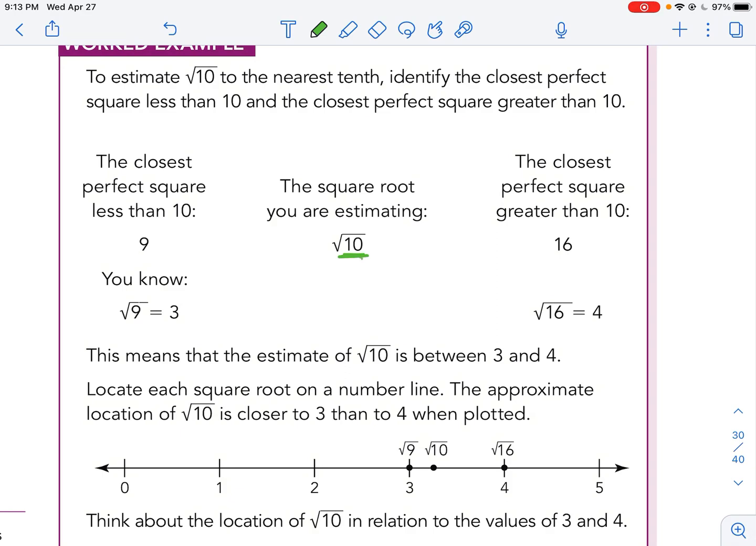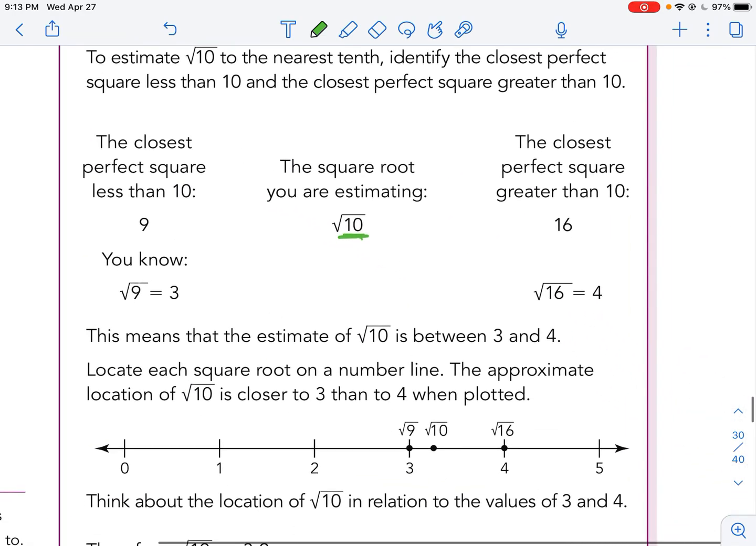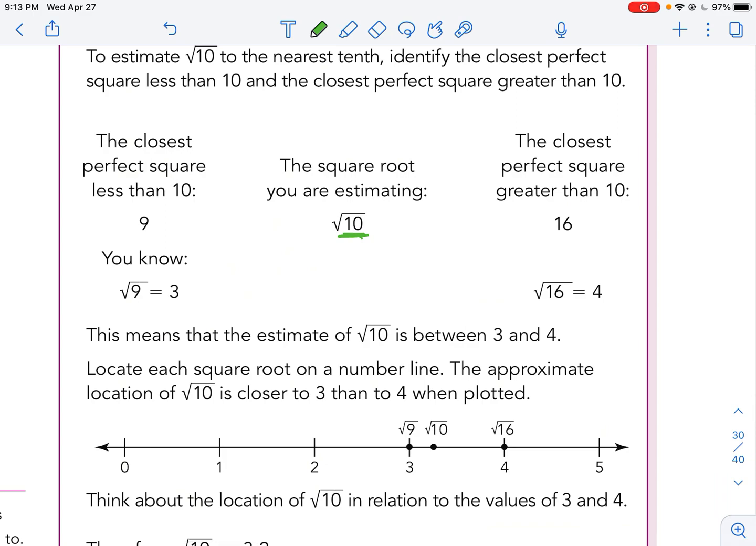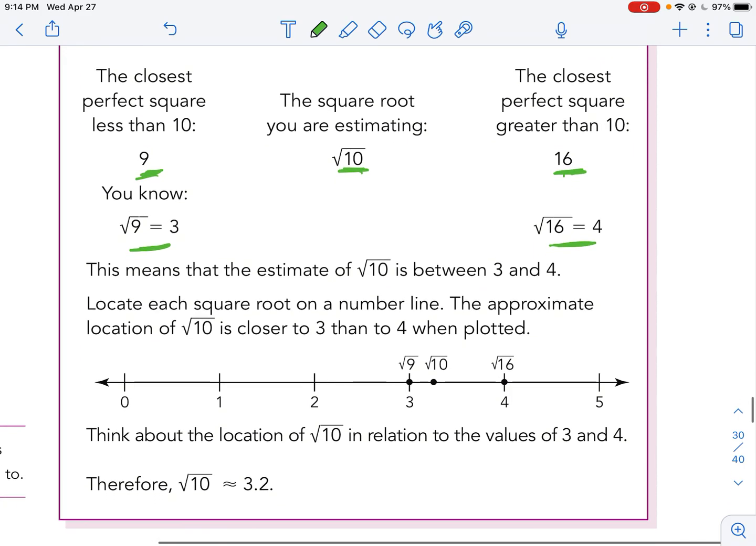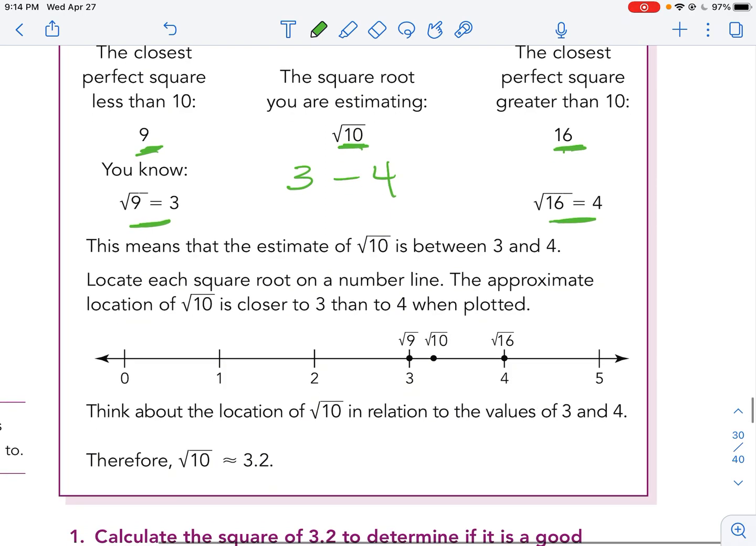Okay, so we're starting off with the square root of 10. The perfect squares closest to the radicand of 10 are 9 and 16. If I take the square root of 9, I get 3. If I take the square root of 16, I get 4. So that means this has to be between 3 and 4 somewhere.